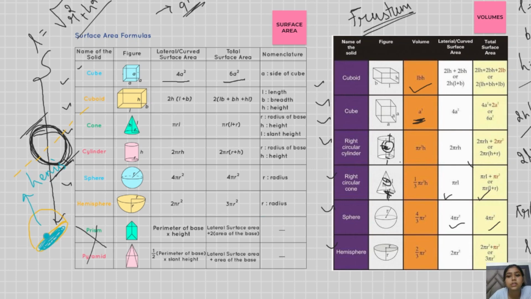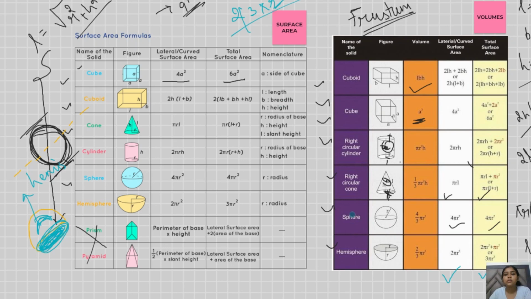The curved surface area will be half of the curved surface area of the sphere, so it is obviously 2 pi r square. But the total surface area will be 2 pi r square for the curved part and pi r square for the area of the circular base, so it becomes 3 pi r square. The volume will be half the volume of the sphere, that is 2 by 3 pi r cube, where pi is the constant term and r is the radius.